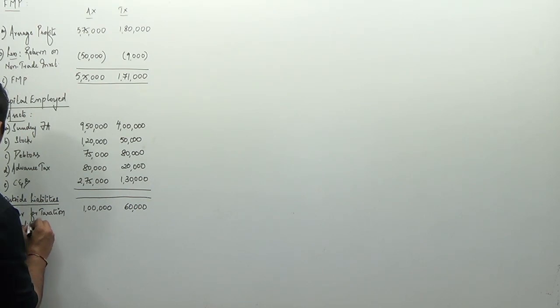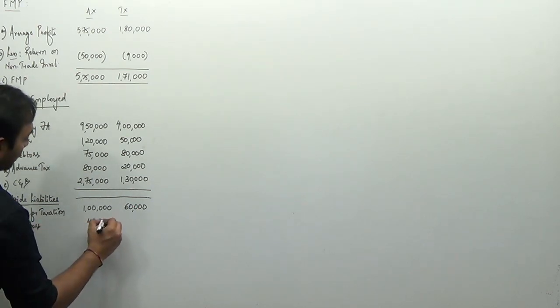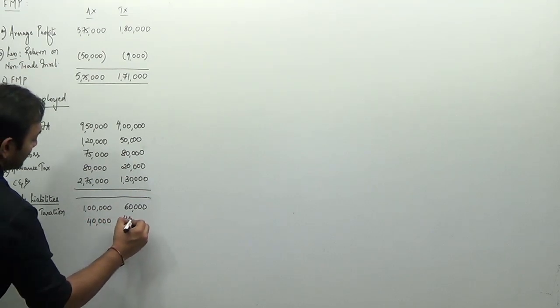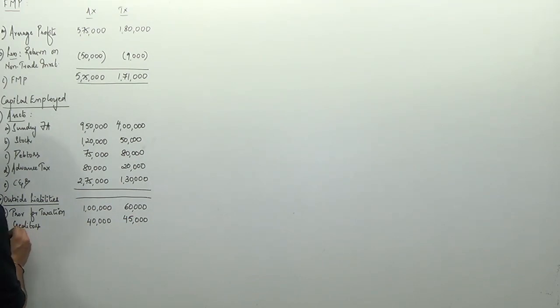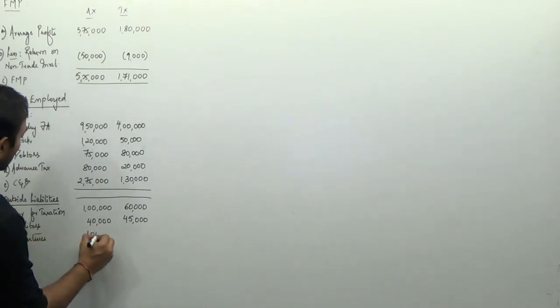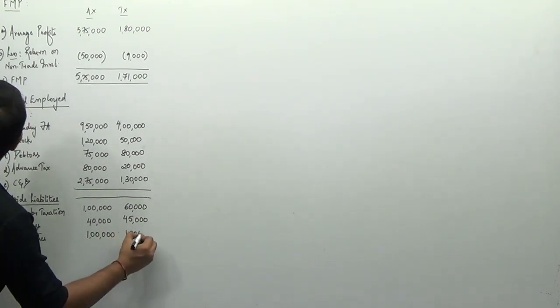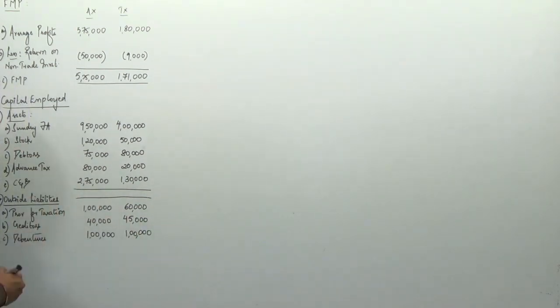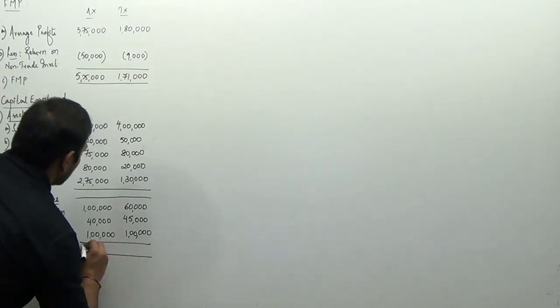Second one, creditors. $40,000 and $45,000. Debentures. Settlement values are the same. They're issuing at par, 1,00,000 again. That's it. Only three liabilities which are outside liabilities.